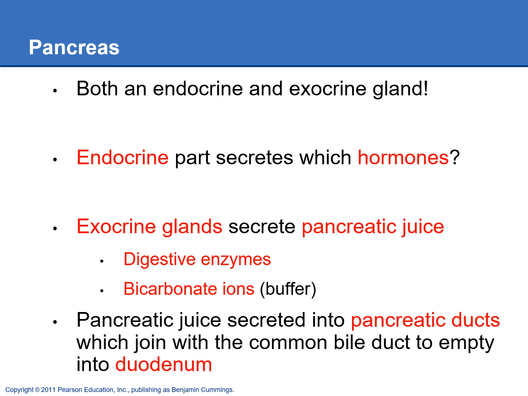The exocrine part of the pancreas is going to secrete pancreatic juice, which contains several digestive enzymes and bicarbonate ions. And the bicarbonate ions are a buffer. They're going to help neutralize the stomach acid that's coming in with the chyme from the stomach. And then the pancreatic juice will be secreted into the pancreatic ducts, which will join with the common bile duct to empty into the duodenum, the first part of the small intestine.